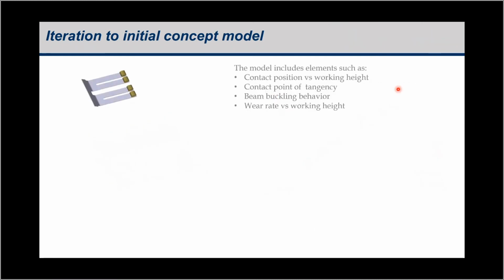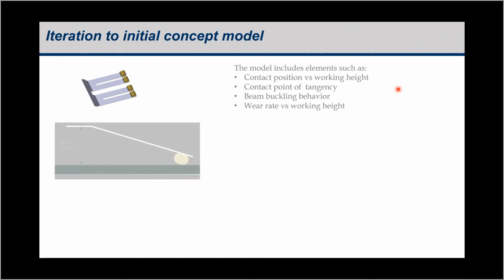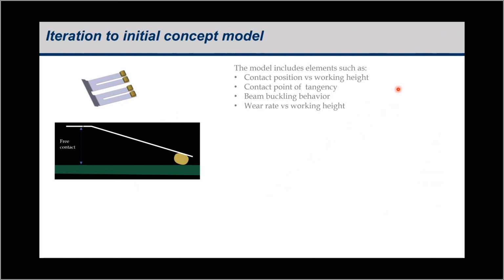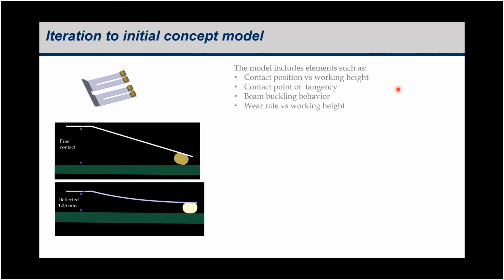Other elements of the model that are important to consider: contact position versus working height, contact point of tangency, beam buckling behavior if the contact is moving bidirectionally, so one way, forward and back, say, and then wear rate versus working height. So an example of contact position height, say this is our contact from the side view, and now we've deflected the contact 1.5 millimeters.